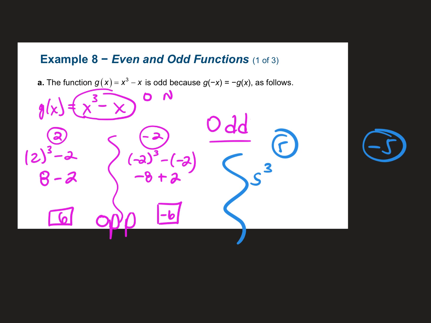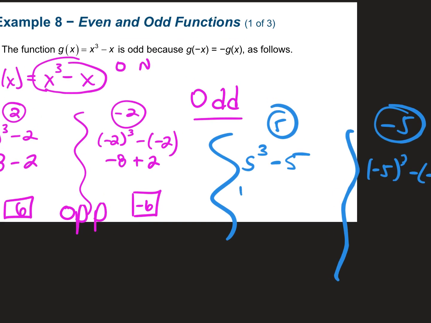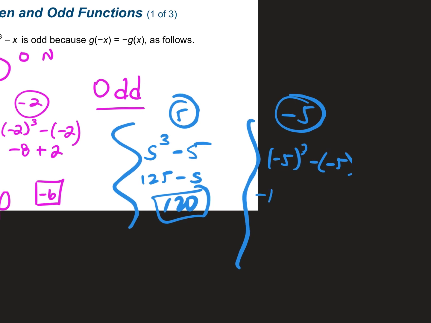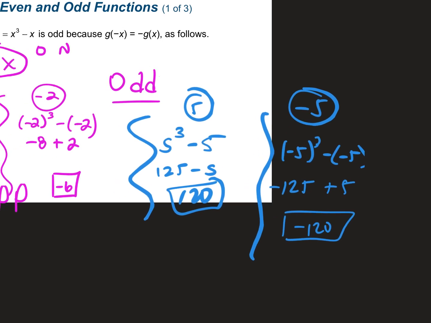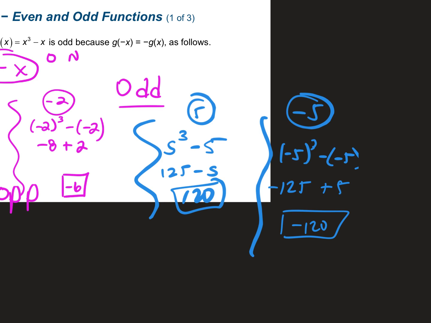5 cubed minus 5 and negative 5 cubed minus negative 5. Well, what's 5 cubed? 125? Minus 5 gives me 120. Agreed? Okay, so this becomes negative 125 plus 5 gives me what? Negative 120. Does the actual number 120, negative 120 matter? No. It's the relationship between the two. Are those 2 exact opposites of each other? Yeah, so you just proved that these are odd functions.